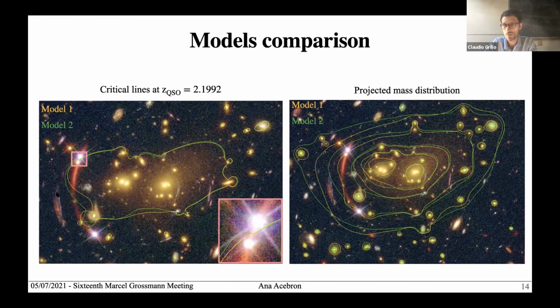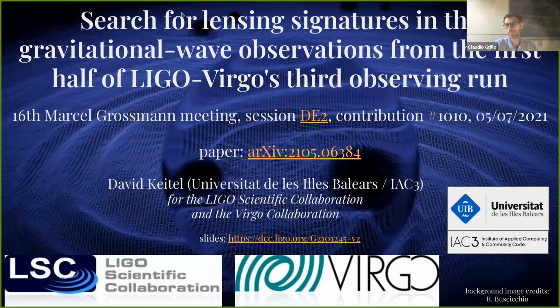Any more questions for Anna? I don't think so. I don't see any other hands. Thank you, Anna, again. So we can move to our next and final speaker of this session, David Keitel, search for lensing signatures in the gravitational wave observations from the first half of LIGO Virgo's 3rd observing run. Good, you're ready, so please go ahead.